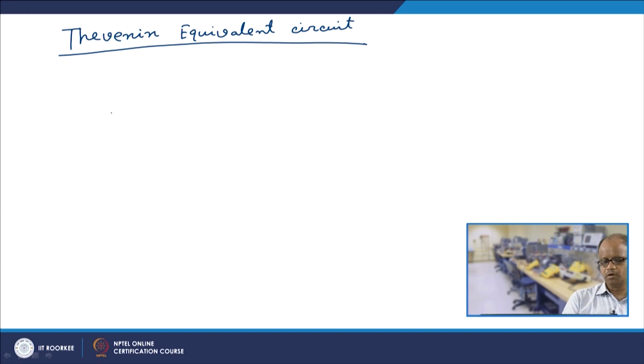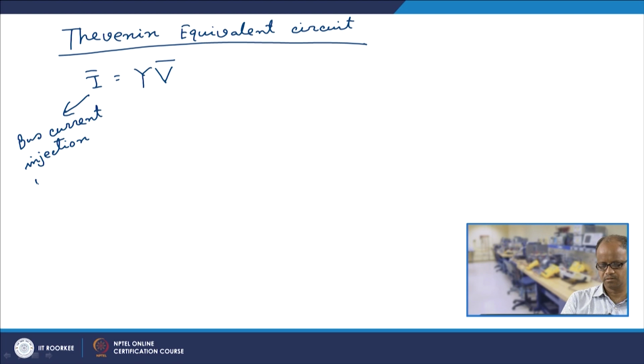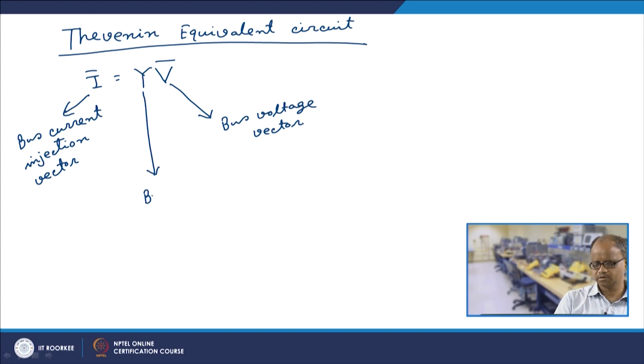Now, we know from our basic power system analysis that the vector I is equal to matrix Y into vector V. Vector I is the bus current injection vector, vector V is the bus voltage vector, and Y is the bus admittance matrix.